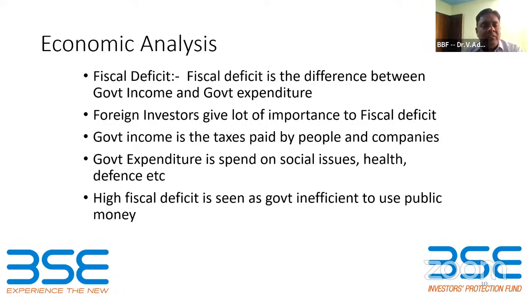Remember, friends, that government income is the taxes paid by people and corporates. So that is what we pay to the government, and from that, government does all the expenditure like social issues, health, defense, and other things. So here one has to keep it in mind that if fiscal deficit keeps on rising, then it's a clear indicator that government is inefficient in using public money. So that particular factor is very vital.